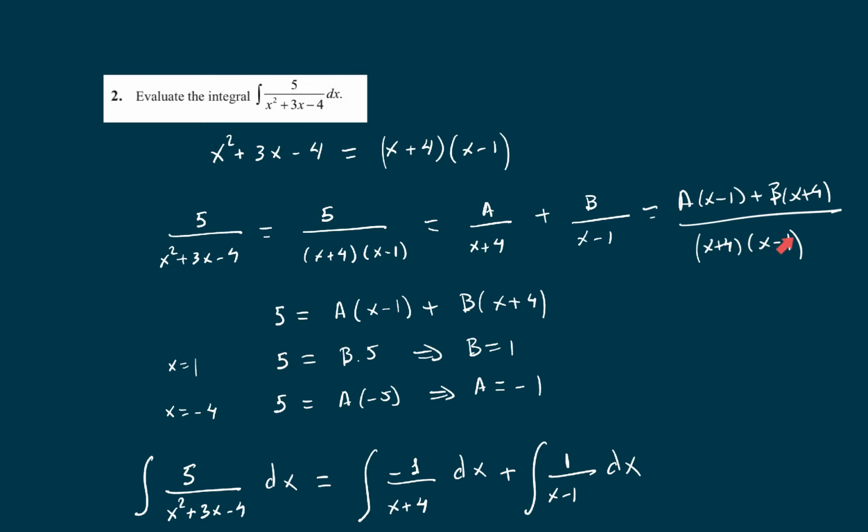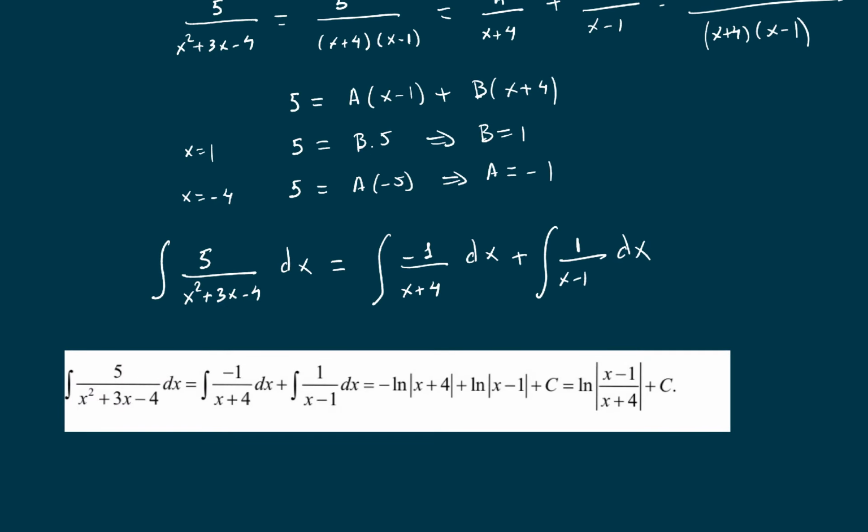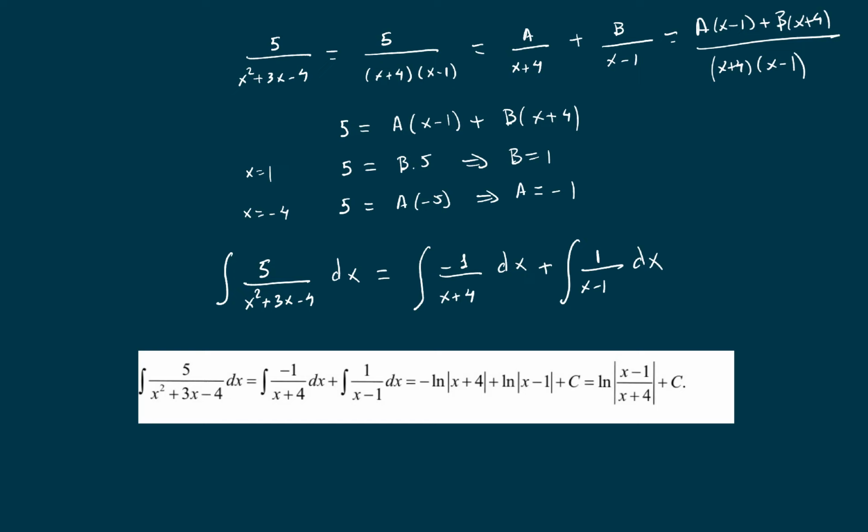So now I choose intelligent numbers to find A and B. I will choose x equal 1 and x equal minus 4. If I choose x equal 1, I will obtain B equal 1. If I choose x equal minus 4, I will obtain A equal minus 1. So finally, the integral that they are asking me is decomposed into two integrals. The first integral is easy to solve, the second integral is easy to solve, and the problem is almost done. So now you know what is the integral of minus 1 divided by x plus 4, and here is the result. And we can go now to the next question.